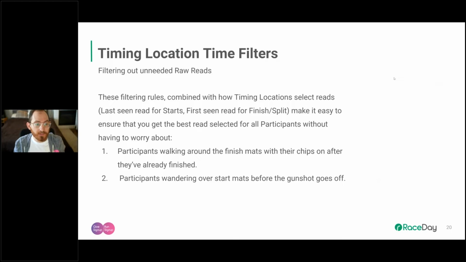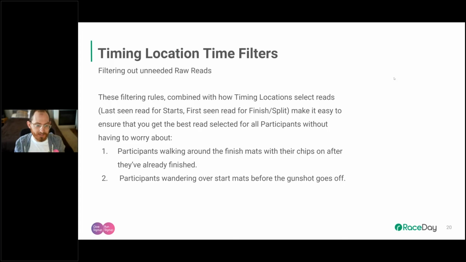These filtering rules, combined with how timing locations select reads, last seen read for starts, first seen read for finish and split, make it easy to ensure you get the best read selected for all participants without having to worry about participants walking around the finish mats with their chips on after they've already finished, and participants wandering over the start mats before the gunshot goes off. It's a very typical question we'll get from new timers. They say, well, I want to make sure that no one crosses the mat again after they've finished, and they're trying to marshal that. But it isn't a problem because in RaceDay scoring, we only pick the first seen read for each of the people there.